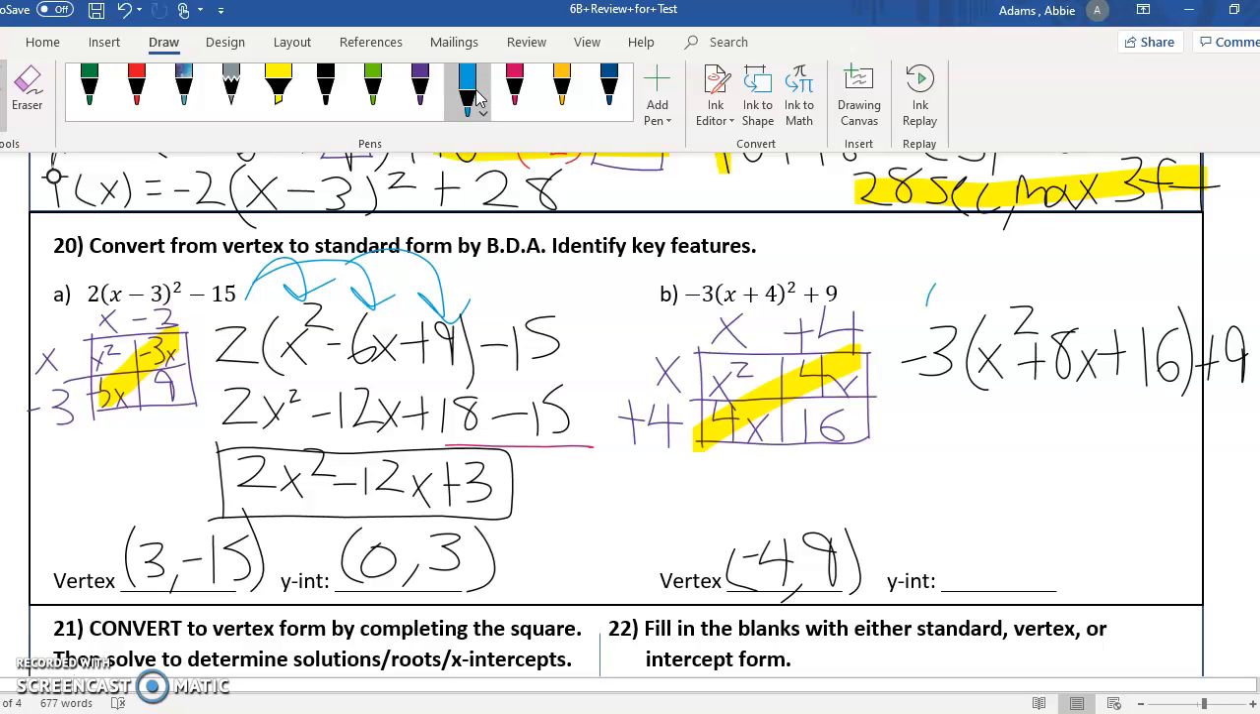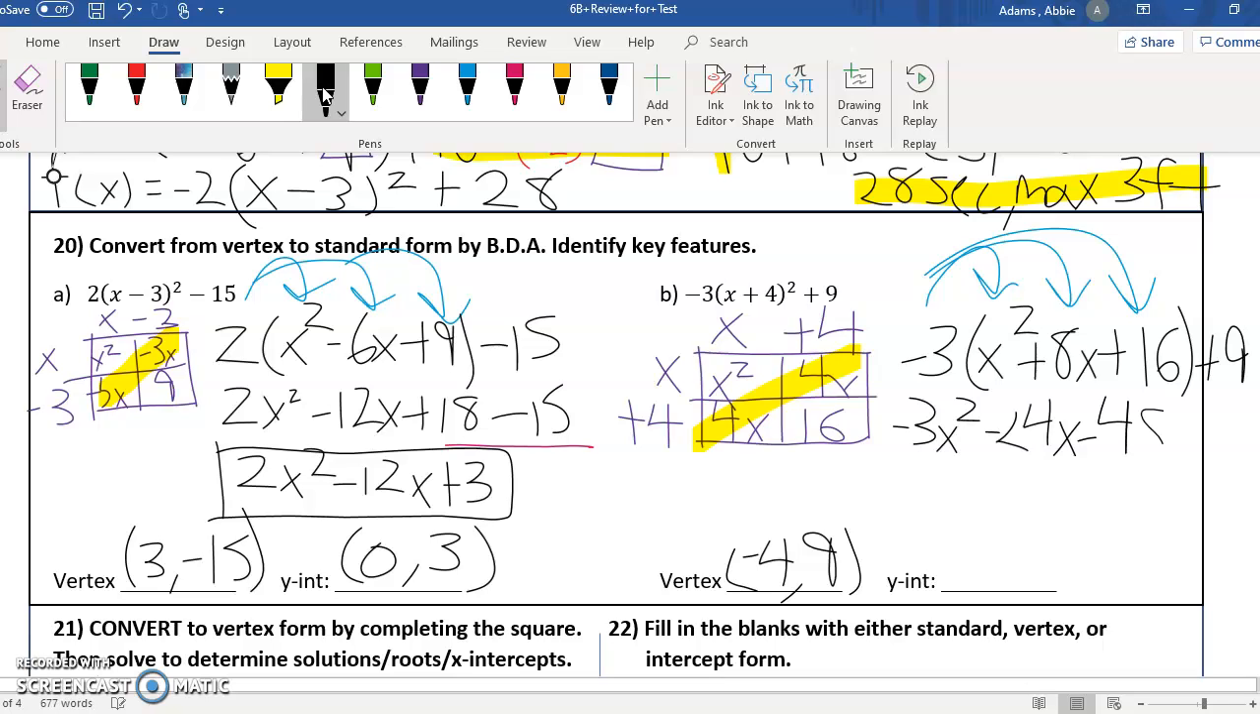Now we distribute. We're going to distribute the negative 3 into our parentheses. Negative 3 multiplied by x squared is negative 3x squared. Negative 3 multiplied by 8x is going to give us negative 24x. Negative 3 multiplied by 16 is going to give us negative 48. And we're going to add 9 at the end.